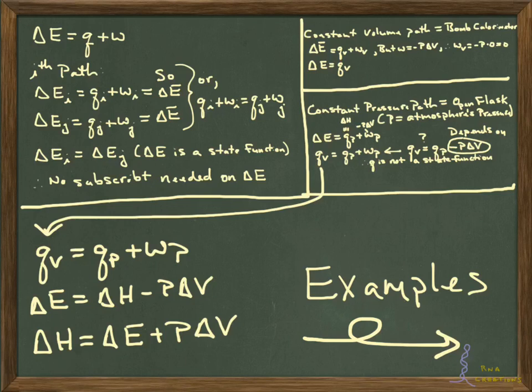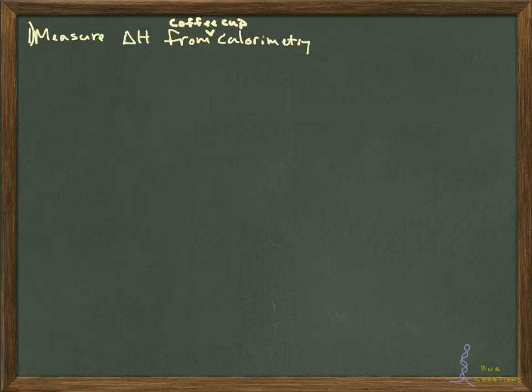I'd now like to go through several examples on types of problems that you might see. The first is where we can either measure delta H, say from a coffee cup calorimeter, because again delta H is at constant pressure in an open system. In this case, delta H is Q of the system. It's equal to minus the heat of the surroundings, which can be determined from minus m, the specific heat of the calorimeter, delta T.